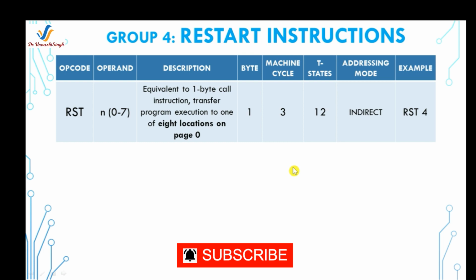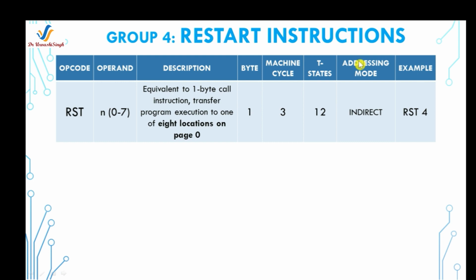Now the next one is the restart instructions. These instructions are associated with the interrupts, which I will discuss in my upcoming video. So RST is the short form of restart. This is the opcode, and it has an operand of only 0 to 7. For example, RST 4. What does it do?